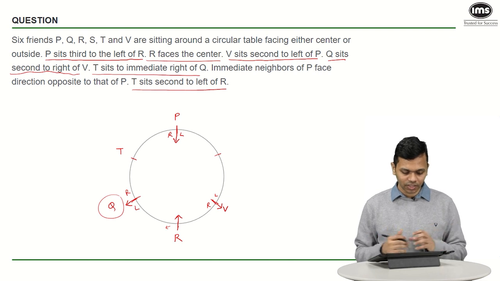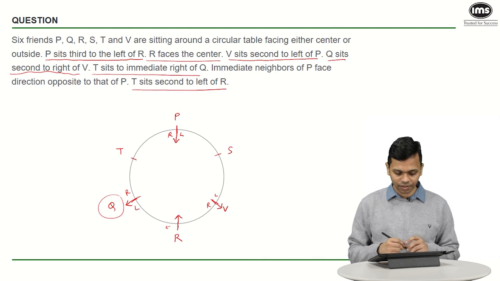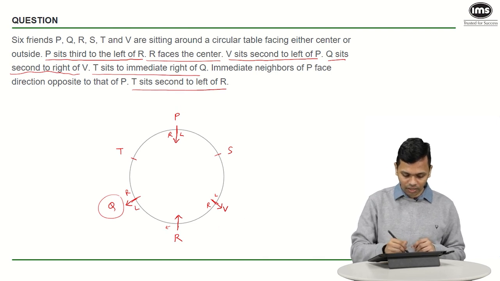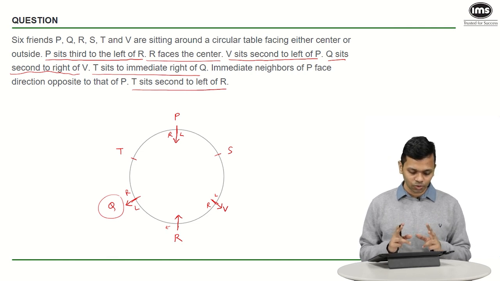So we are done with pretty much everything except one person now, which is S. So we have not placed S. Let's put it here. I have placed all P, S, V, R, Q, T. But now there are 2 directions that are remaining. And what are those 2 directions?